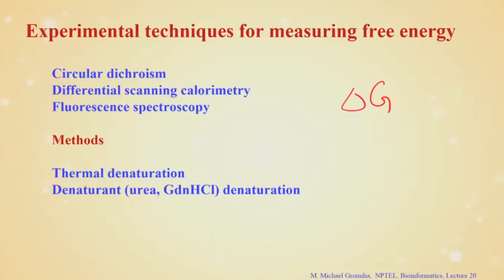On one hand, you can obtain delta G from experiments, for example circular dichroism, differential scanning calorimetry or fluorescence spectroscopy and so on. There are two different ways: either we denature thermally by giving heat, or we denature using a denaturant like urea or guanidine hydrochloride and so on. On the other hand, you can calculate delta G from protein 3D structures and various interactions, and see how far these can be related to each other. So, let us see first how we get the experimental free energy using any of these techniques.